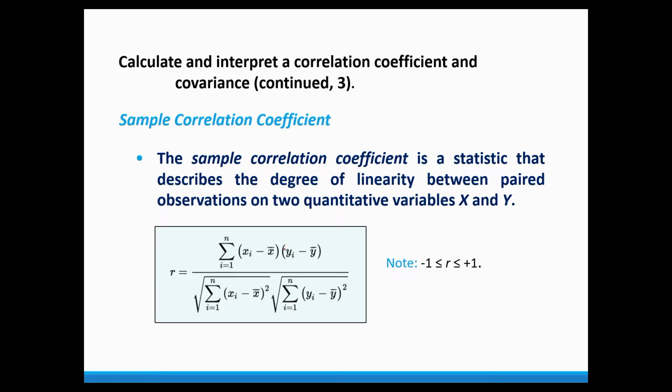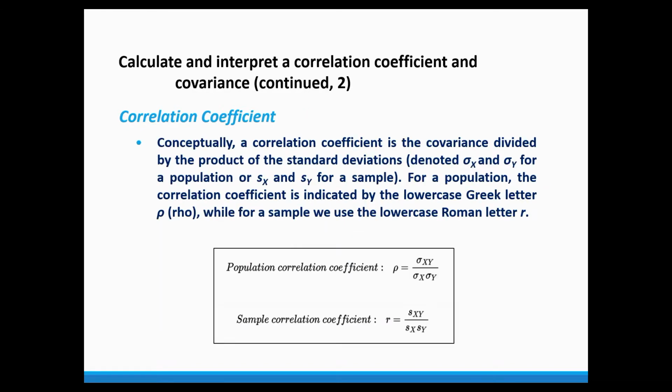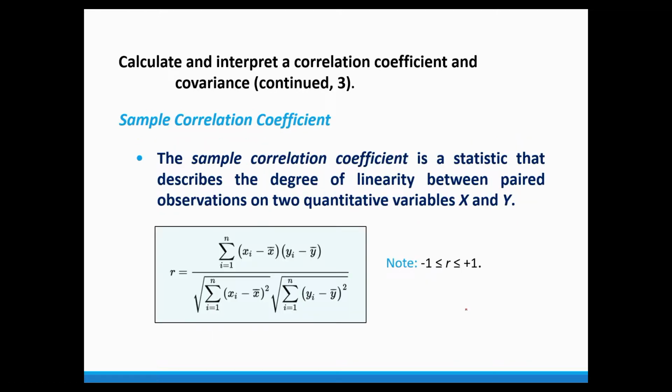There is an easier way to calculate the sample correlation coefficient. Instead of using this formula, we can use this formula, which is the multiplication of the difference between the variable and its mean in the two variables divided by the squared difference between the sample for each variable.